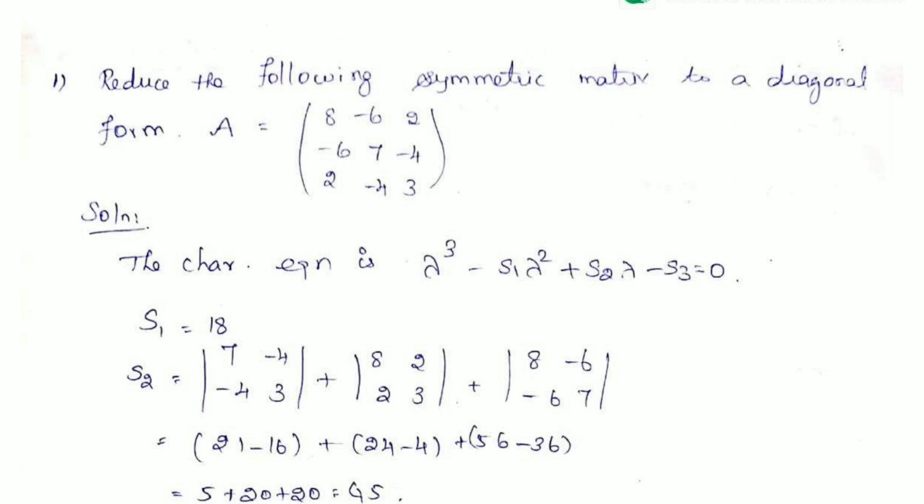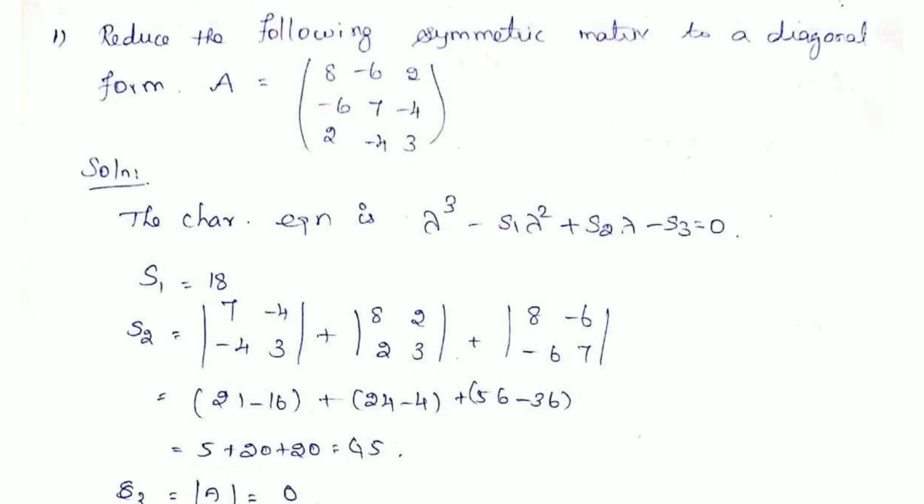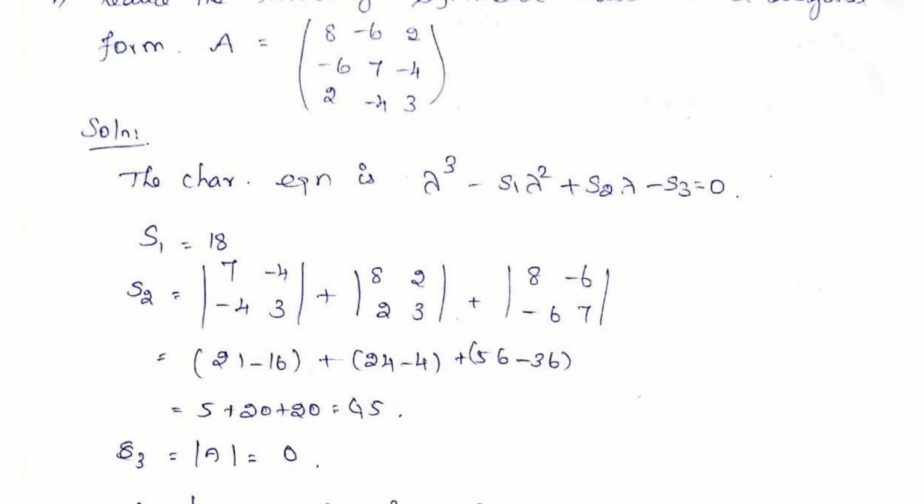Next, example: reduce the following symmetric matrix orthogonally to a diagonal form: 8, minus 6, 2; minus 6, 7, minus 4; 2, minus 4, 3. The characteristic equation is lambda cube minus s1 lambda square plus s2 lambda minus s3 equal to 0.